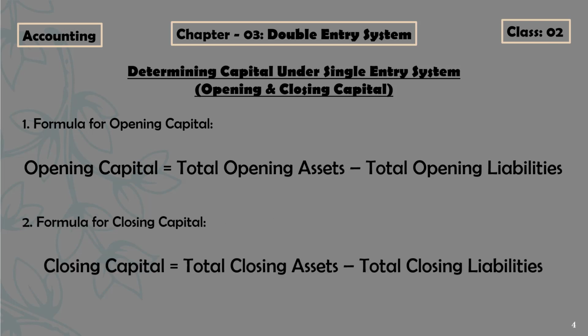Like opening capital, the closing capital formula is just subtracting liabilities from total assets. So closing capital equals total closing assets minus total closing liabilities. So you can see in the formula that it is similar to the opening capital. Just you need to consider closing assets and liabilities this time. Okay, so let's take an example and practice it.